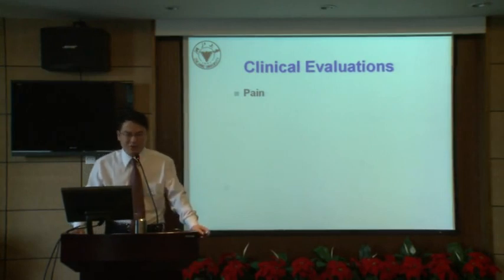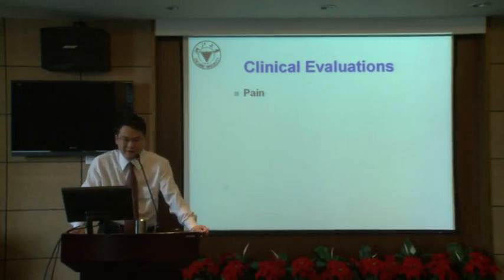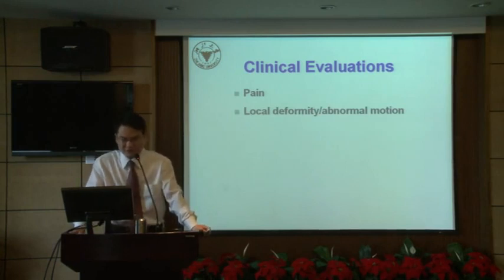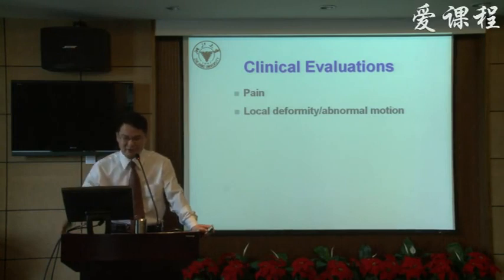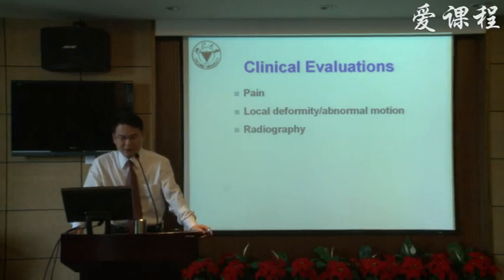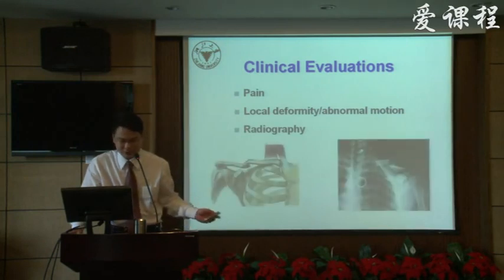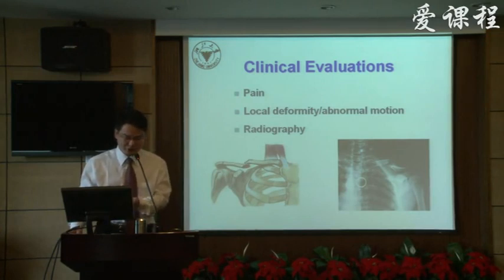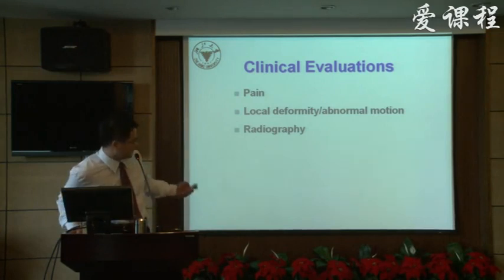For clinical evaluation, the patient will have serious pain on the clavicle area or even shoulder. If you check the patient, then you will find the local deformities or abnormal motions in the area of clavicle. And radiography is usually the only examination we need to diagnose clavicle fracture, as I showed here. Another thing I want to talk a little bit about is the pattern of dislocation for this clavicle fracture.